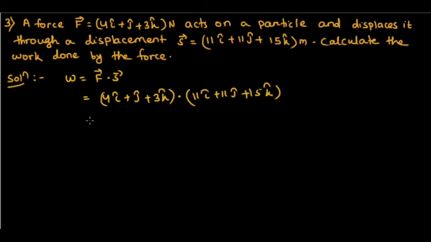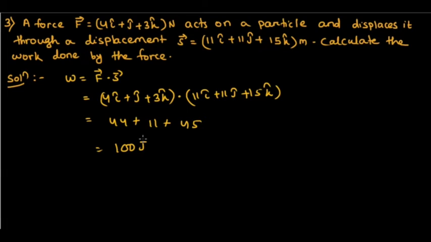So dot product होगा FX into SX plus FY into SY plus FZ into SZ. तो 4 into 11 that is 44 plus 1 into 11 that is 11 plus 3 into 15 that is 45. So the answer will be 44 plus 11 will be 55. 55 plus 45 will be 100. So answer will be 100 joule. तो the work done by the force is how much? It is 100 joule. So in this way you can solve this question.